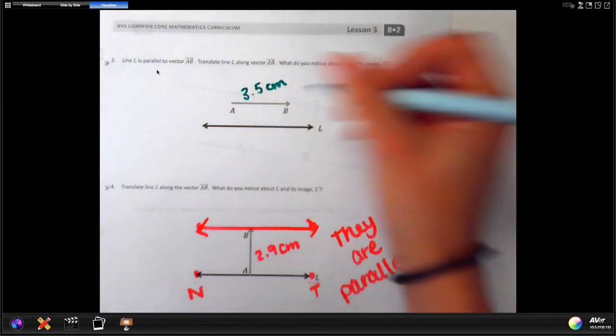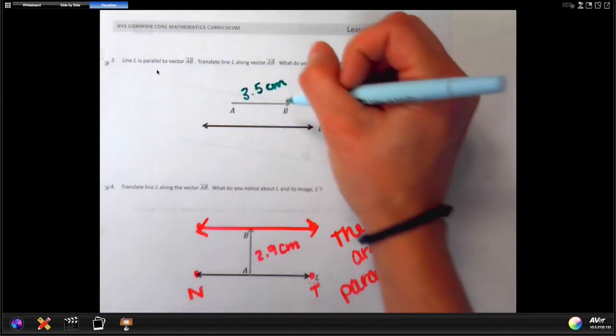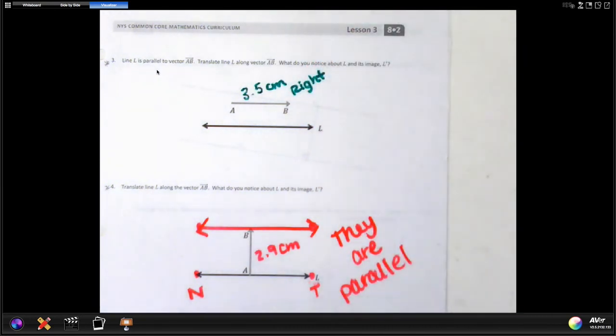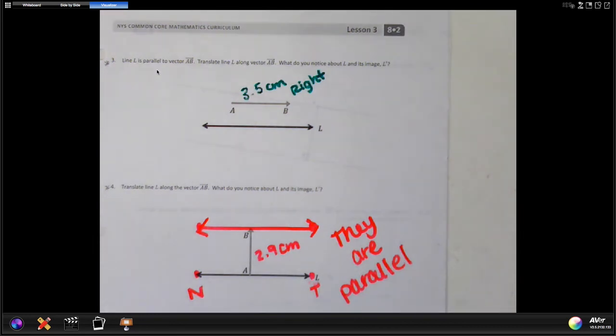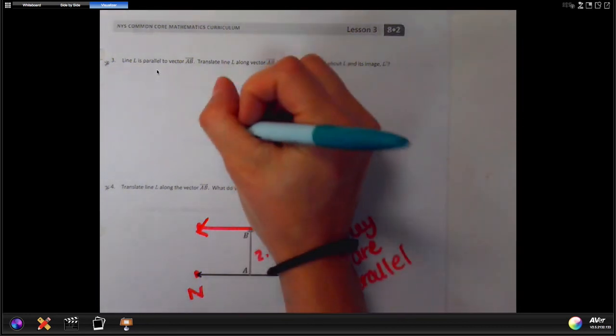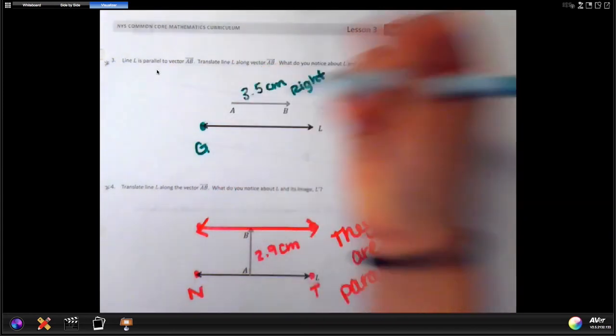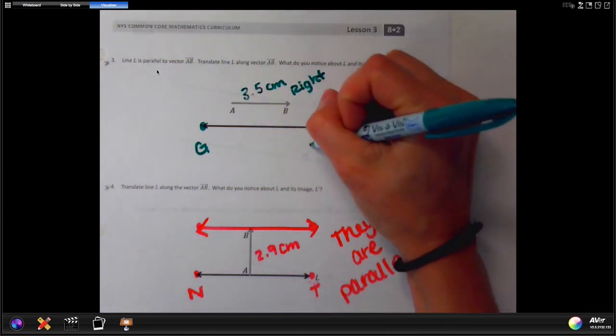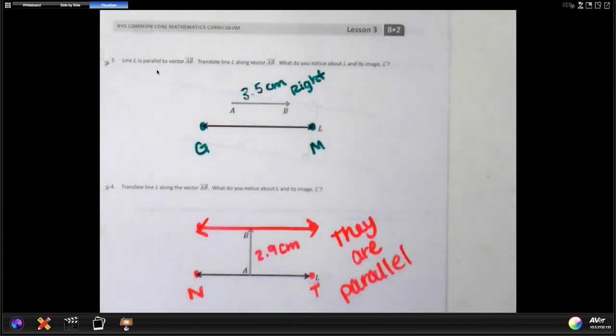And which direction are we going? Right. So, there we go. And then what do I need on my line? Points. Okay, Grace, give me a letter. G. You guys are so creative. Mason, give me a letter. M. All right, here we go. So I'm going to move point G, starting point G. How far am I moving it? 3.5 centimeters to the right.